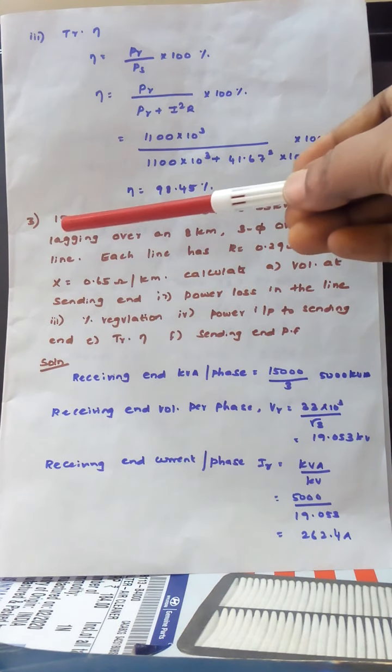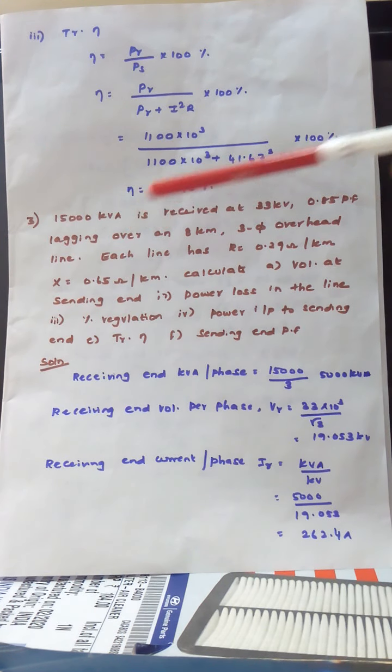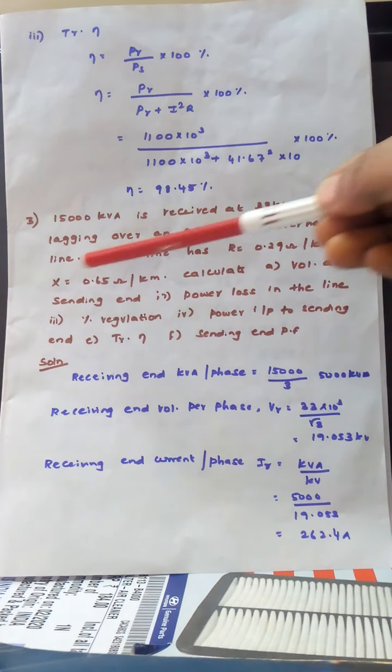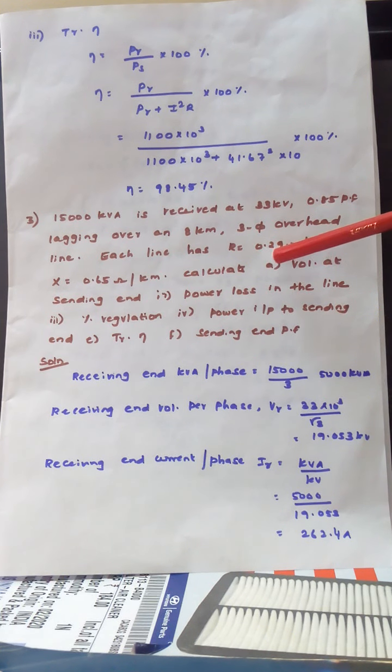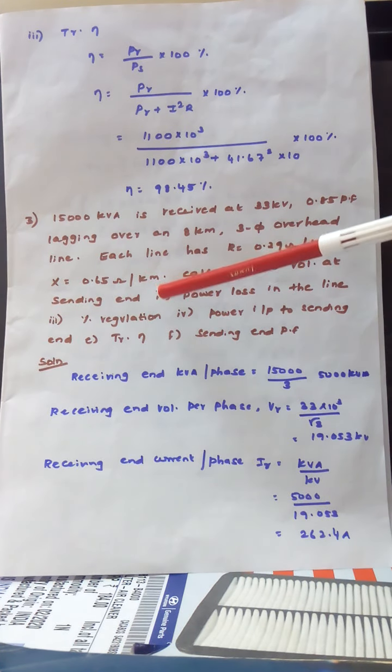So third problem: 15,000 kVA is received at 33 kV and 0.8 power factor lagging over an 8 kilometer 3-phase overhead line. Each line has R equal to 0.29 ohm per kilometer and X equal to 0.65 ohm per kilometer.